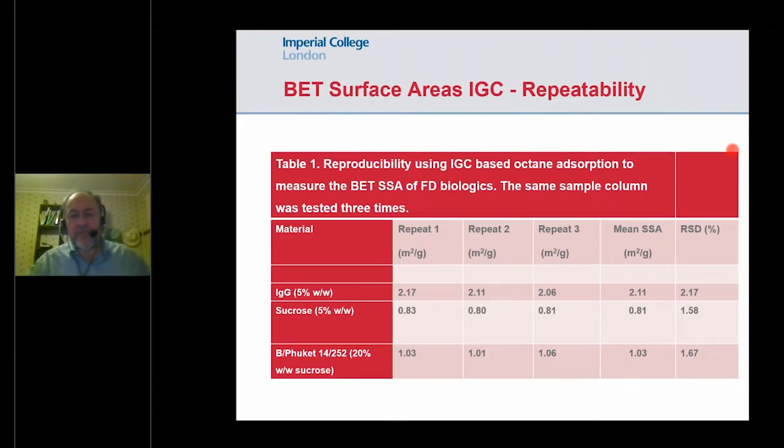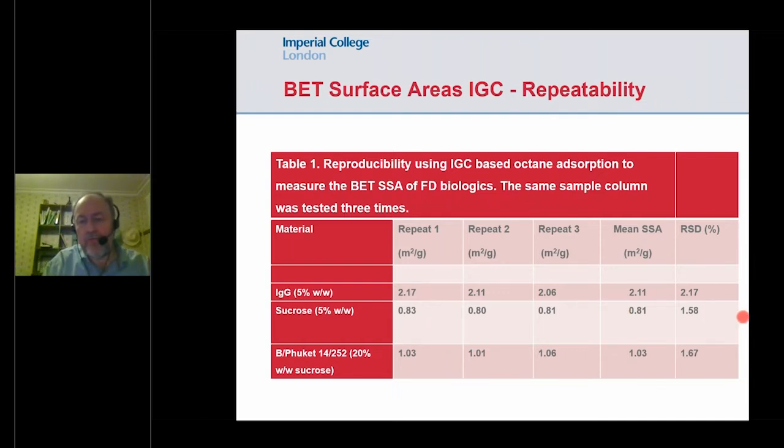So something simple to start with. The most basic thing you can do is reproducibility. This is simply an exercise in taking the same sample, running it 3 times sequentially and seeing what sort of reproducibility we get. This is an IgG, 5% sucrose, and also a flu antigen, which has a higher composition with sucrose. We can see here the materials have areas of typically about 1 to 2 meters squared per gram, so they're quite low.